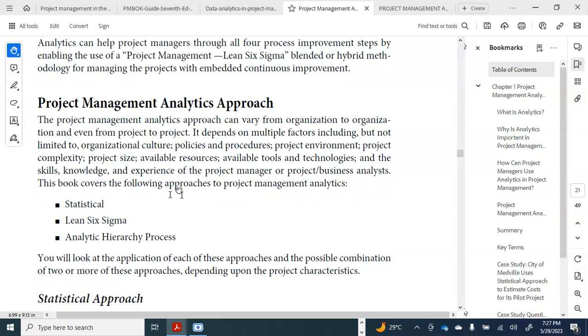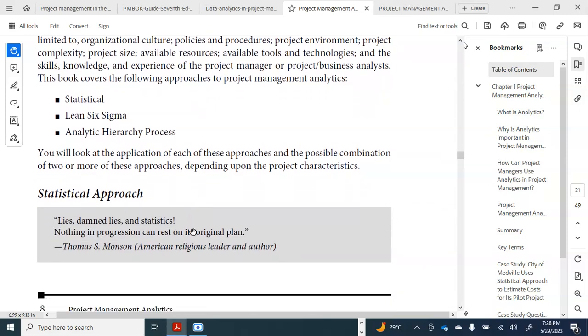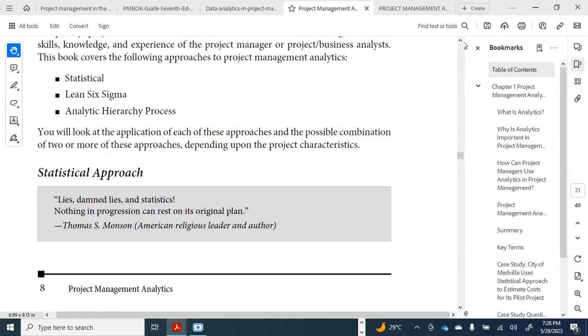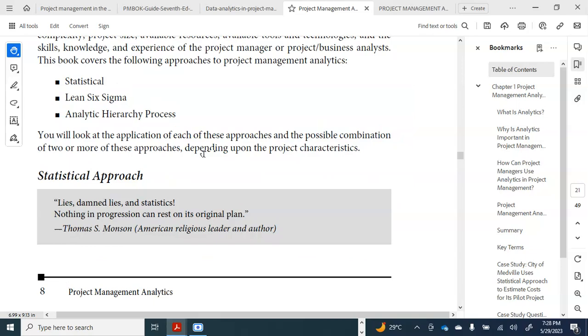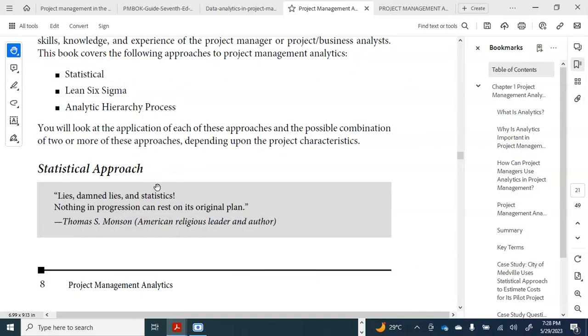So this book covers the following approaches to project management analytics: statistical, Lean Six Sigma, and analytic hierarchy process. Later on, we'll have to read this on our own. You will look at the application of each of these approaches and the possible combination of two or more of these approaches depending upon the project characteristics. Whenever I send the book, you will read through. I don't think I have to go through it. Let me take the statistical approach.